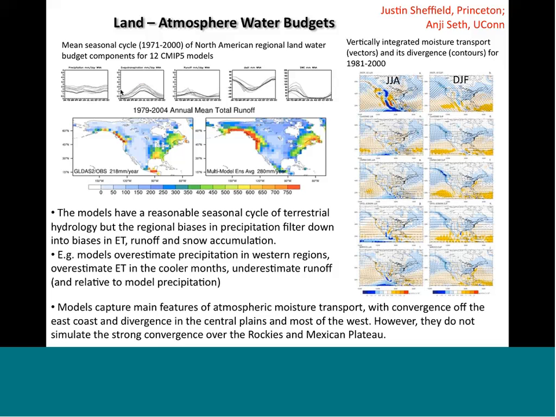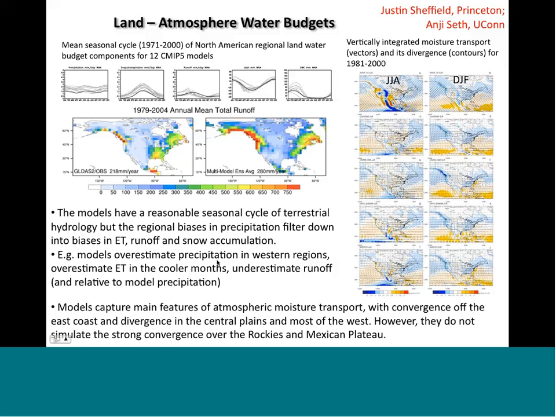And you can see for this particular region, which is western North America, I think, for this example, so approximately this region here, precipitation is overestimated. This leads to an overestimation in evapotranspiration, but we actually have seasonal differences in the bias in runoff that may in part be related to biases in the snow water equivalent. The actual change in storage over the season looks reasonable. So overall, the models have a reasonable seasonal cycle of terrestrial hydrology, but there's generally biases in each region in precipitation. This filters down into biases in things like evapotranspiration, runoff, and snow accumulation.